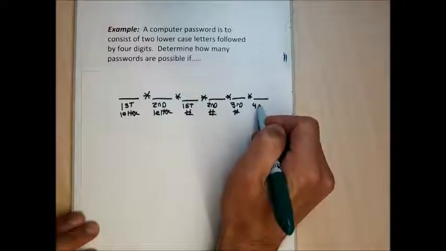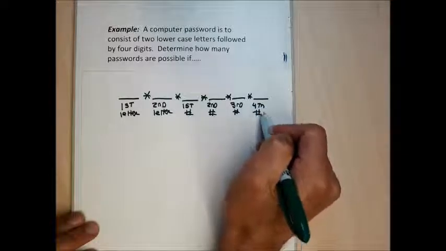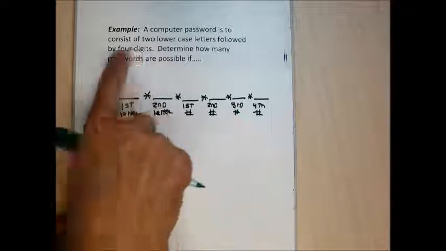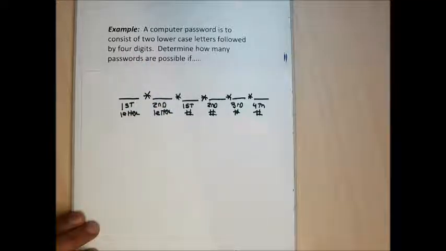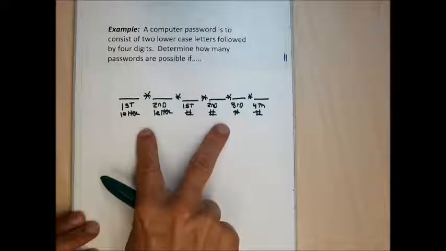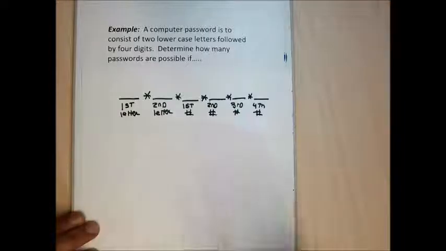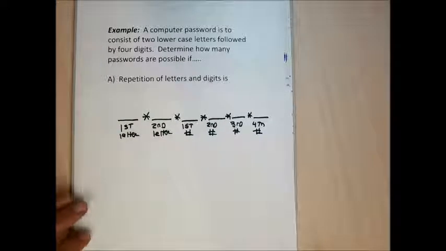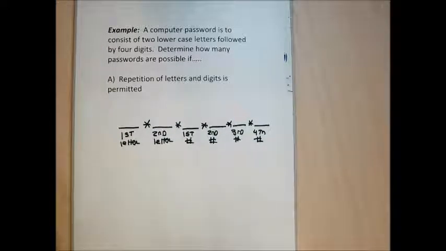and a fourth number. And back in section 4.2, we learned that you could extend the counting principle to more than 2 experiments. And this is an example of using the counting principle to figure out how many passwords are possible when there's 6 different experiments being done. It's kind of strange to call this experiment, but this is what we need to call it. So, case 1, if repetition of letters and digits is permitted.